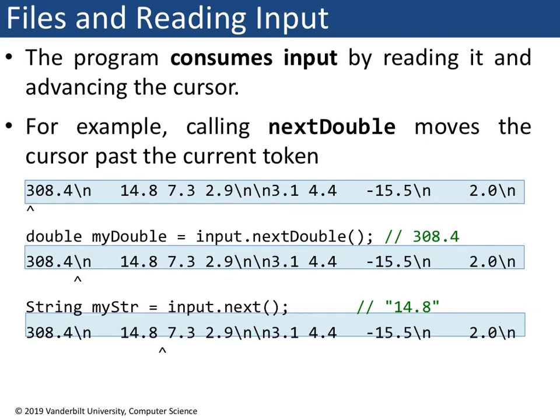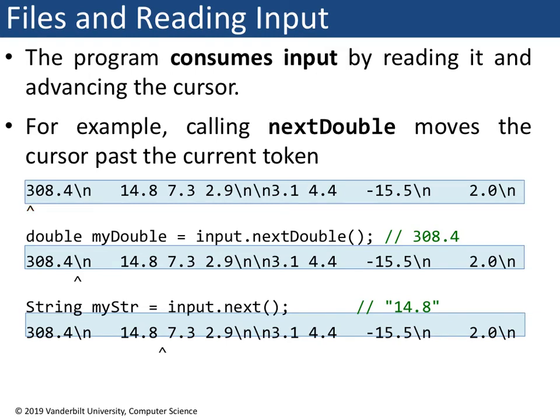So when we call nextDouble and it returns 308.4, that returning 308.4 and advancing the cursor is referred to as consuming input, because you have moved the input pointer, so 308.4 no longer is available for consumption. It is already consumed from the input stream. So initially, when we constructed our scanner object, the input pointer was pointing at 308.4.